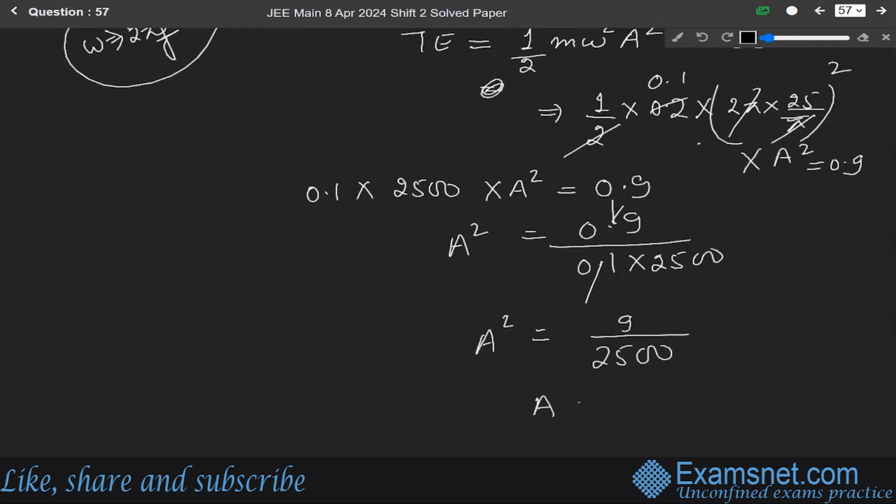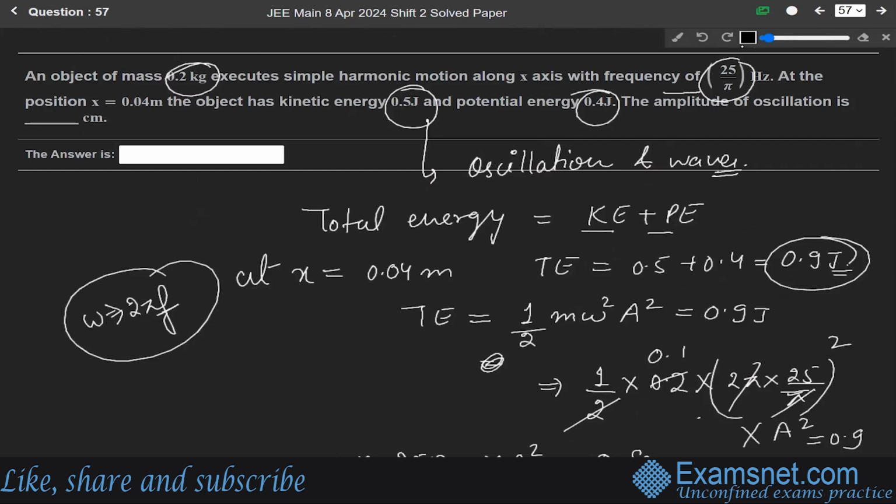Solving it, we get a equals 0.06 meter. In terms of centimeter, a equals 6 centimeters. So this is our final answer. Okay, so our answer is amplitude is 6 centimeter, 0.06 in terms of meter, and in terms of centimeter it is 6 centimeter.